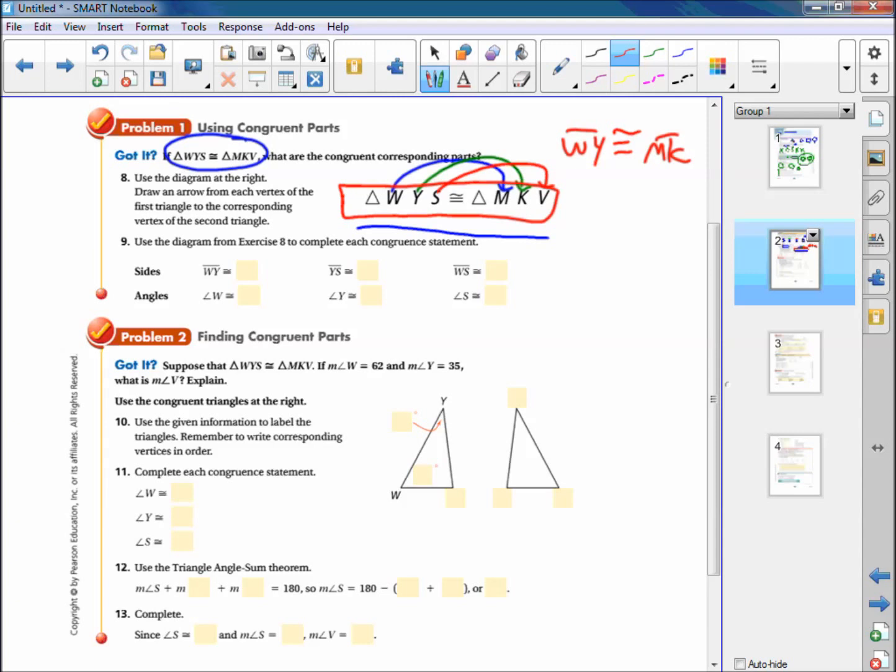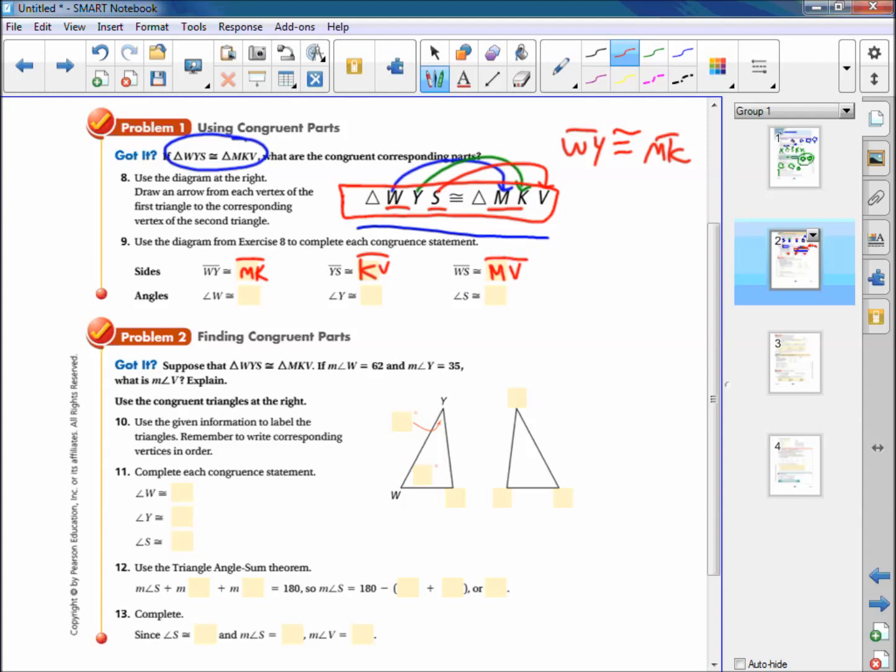So for instance, WY is going to match up with MK, just like we had before. YS is the second two vertices, so we use second two vertices for the second triangle, and we get KV. And WS was the outside vertices in the first one, so W and S. So here we have to use M and V.